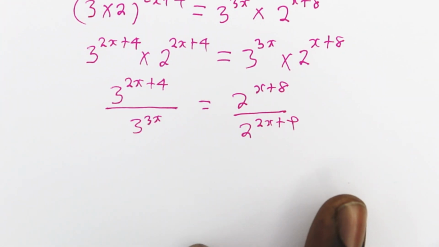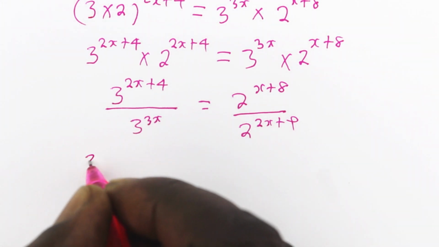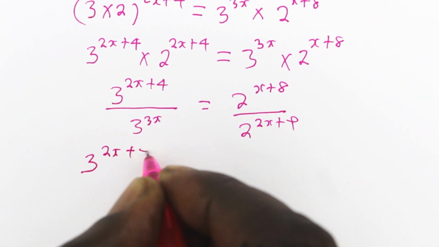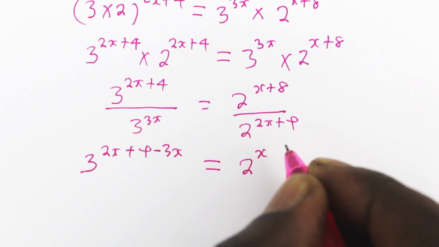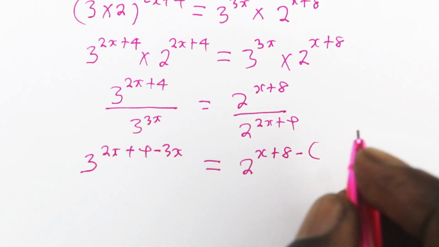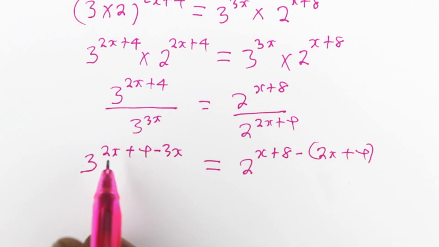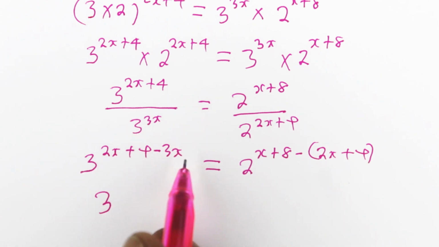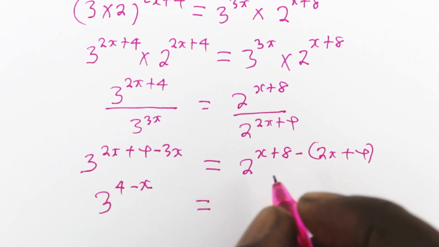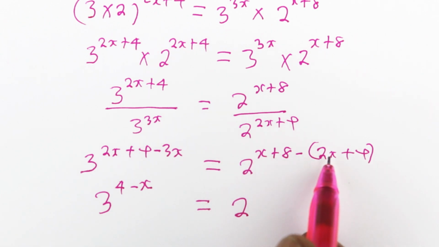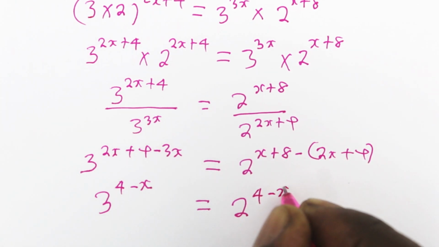And according to the second law of indices, when there's a division between common bases, you just get a difference of the powers. So on the left-hand side we want 3 raised to the power 2x plus 4 minus this other power, that is 3x. And on the right, you're going to have 2 raised to the power x plus 8 minus the power in the numerator, that is 2x plus 4. So let us simplify the powers so that we have 3 raised to the power 2x minus 3x, that is just minus x. So we have 4 minus x is equal to, on the right-hand side, 2 raised to the power x minus 2x, and then we have 8 minus 4. So that is also 4 minus x.